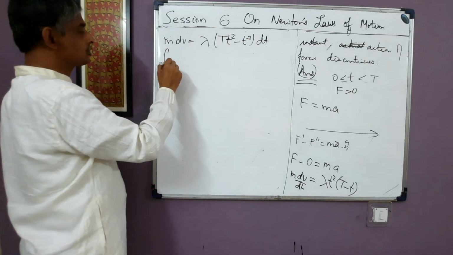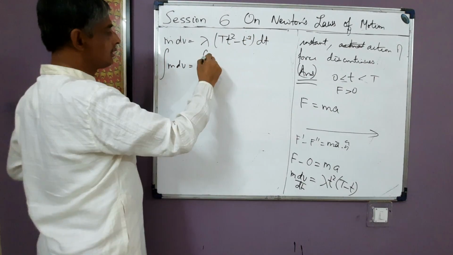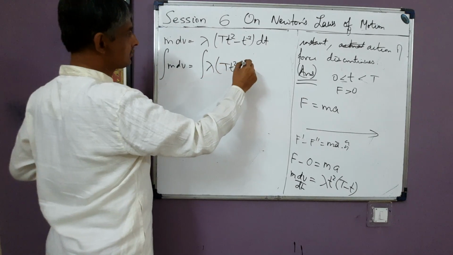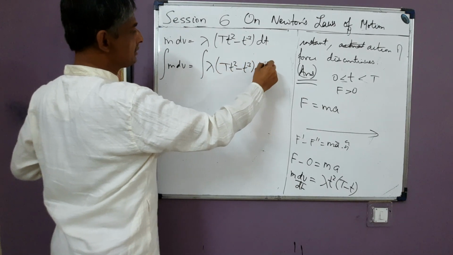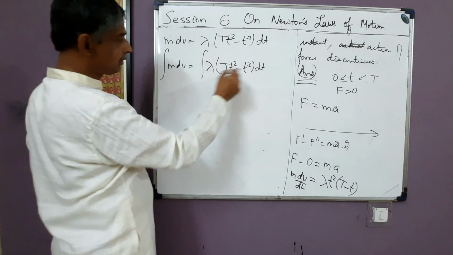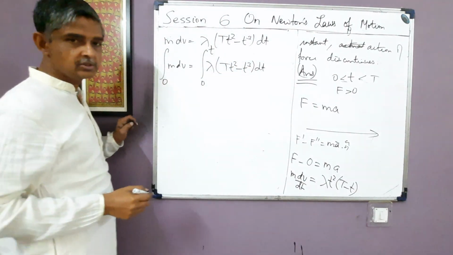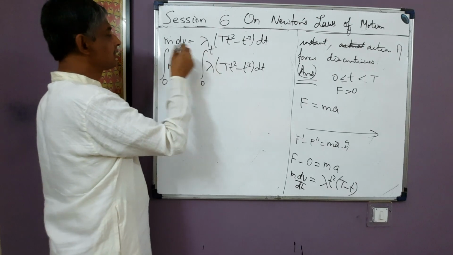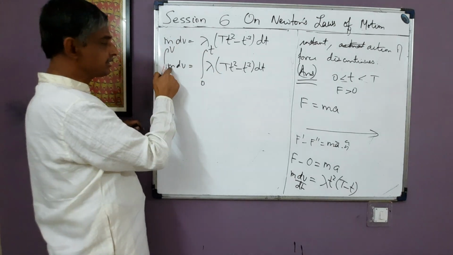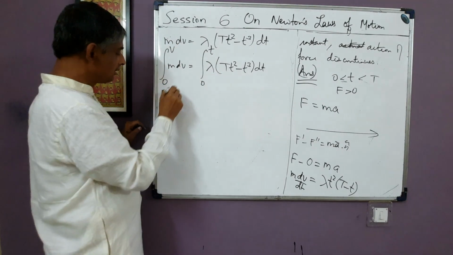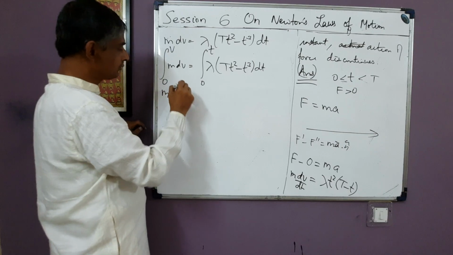Now I integrate this equation on both sides. Lambda into tT square minus t cube into dt, and the limit of small t will be from 0 to small t. When time is 0, the point was at rest, so v is 0. Upper limit, when t is small t, speed is v, say. Now m is constant, m goes outside the integral. m integral dv from 0 to v.